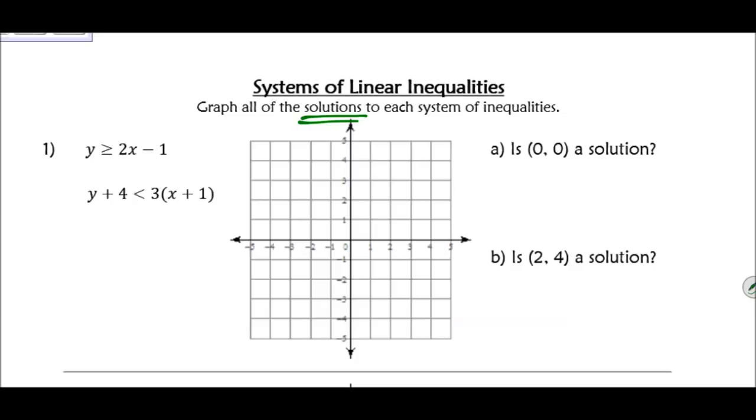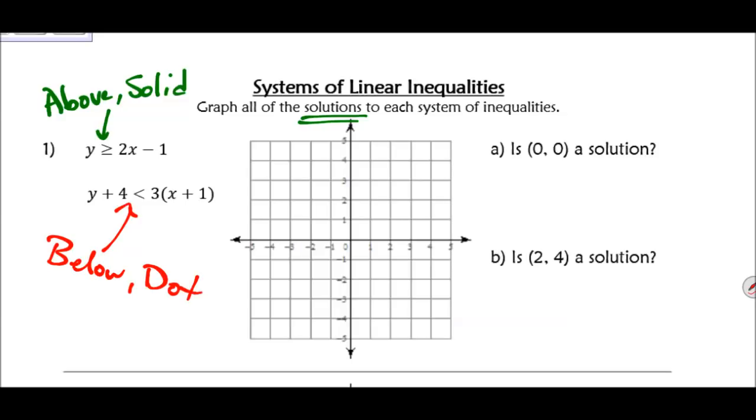So number one, I'm shading above this solid line. Number two, I'm going to shade below this dotted line. So I just want to graph those and then see where my overlapping green and red area is. So I'm going to just graph the red one first because I already have the red marker in my hand.